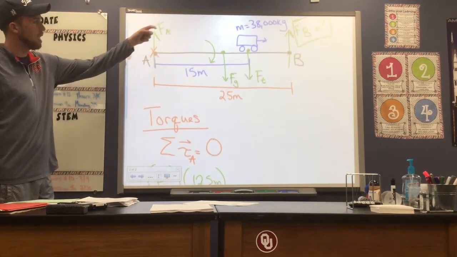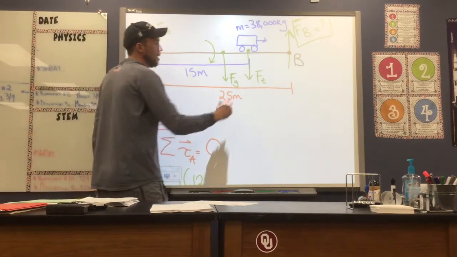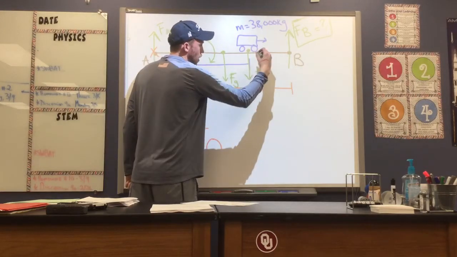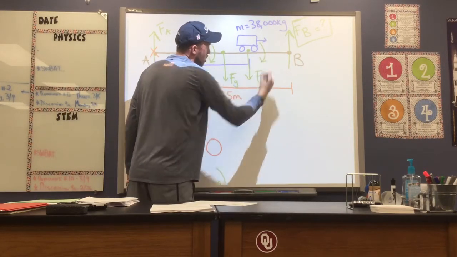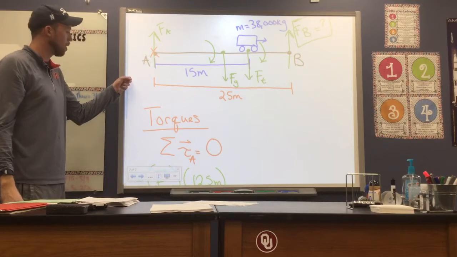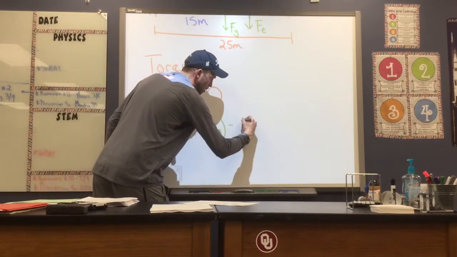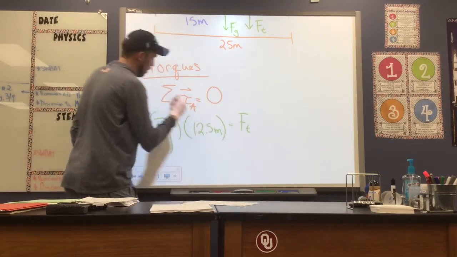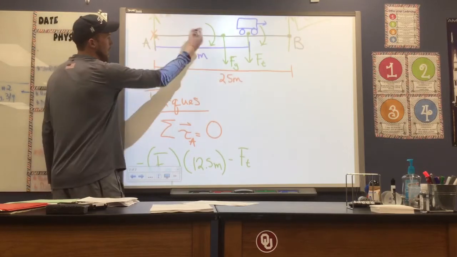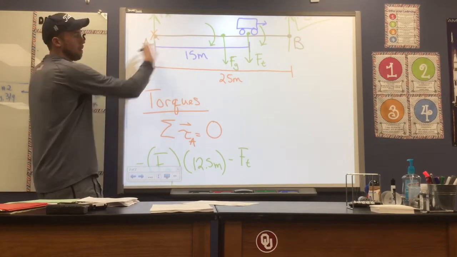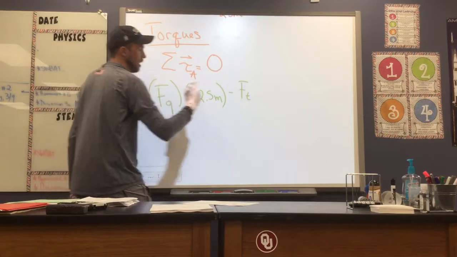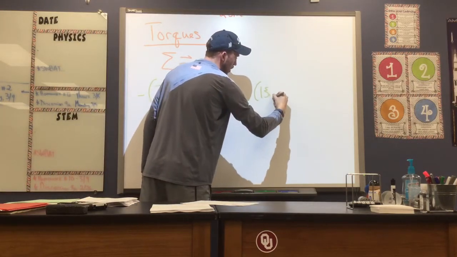Now, the next force is the force from the truck. Okay? Now, the truck is also pushing down on the bridge, creating another negative torque. So I'm going to subtract the force of the truck times the distance it is away from our point A. And we're told that's 15 meters. So Ft times 15 meters.